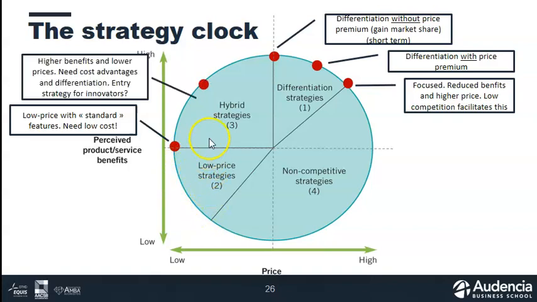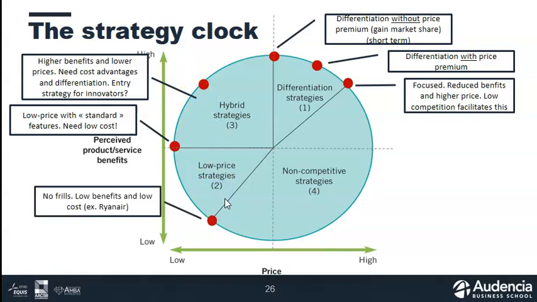Another option here would be a hybrid strategy where we have high benefits and low price. This is pretty tough to do. I'm trying to basically differentiate and have low cost. As we said, pretty tough to have the hybrid strategy. And obviously we have here the low price and low benefits. These are the no-frills types of positions like Ryanair and EasyJet.